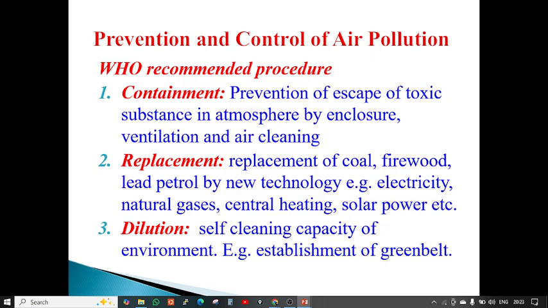Then replacement of coal, firewood and petrol with new technology like electricity and natural gases. Because whenever we use transportation facilities, we are burning fossil fuel, that means petrol, diesel, which while burning releases a huge amount of gaseous pollutants, and that can cause a serious problem. Instead of fossil fuel burning, we use electric vehicles, e-vehicles, which can significantly lower emissions. You can also call them green vehicles.